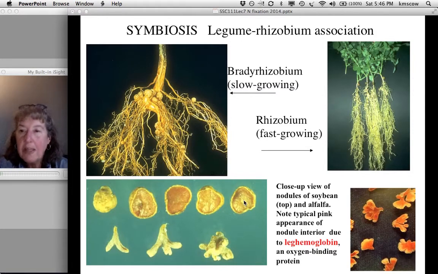If you don't see a pink color, then you're probably looking at a cheater. Someone who's living in that nodule, getting sugar from the plant and not doing a darn thing. And probably its game is going to be up pretty fast once the plant figures that out.